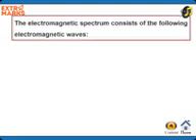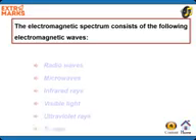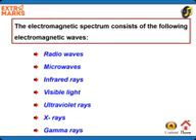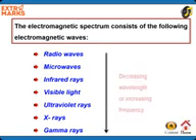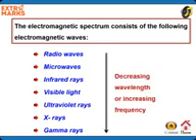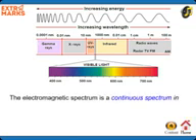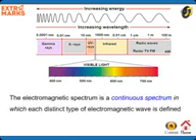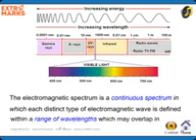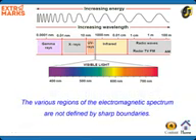The electromagnetic spectrum consists of the following electromagnetic waves. The electromagnetic spectrum is a continuous spectrum in which each distinct type of electromagnetic wave is defined within a range of wavelengths which may overlap in certain regions of the spectrum. Let's study about these waves one by one.